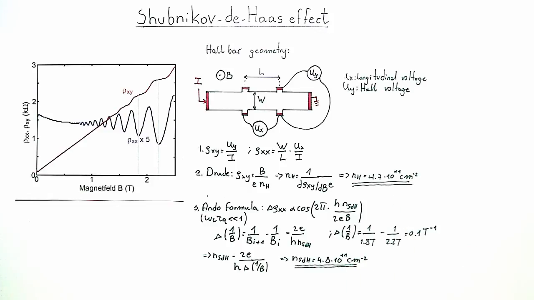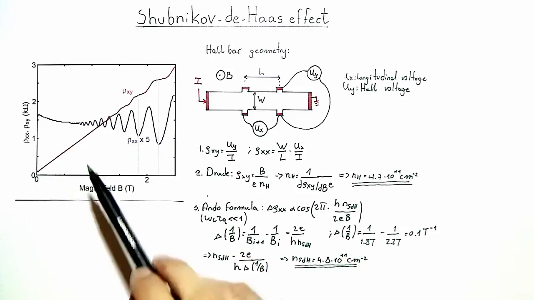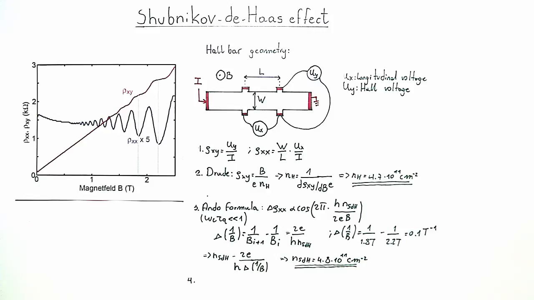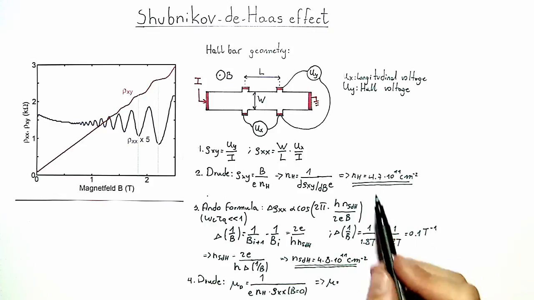Finally, we would like to estimate the mobility of the sample. For the estimation of the mobility, we again concentrate on the low magnetic field limit, so before the start of any oscillations. And we recall that in Drude theory, the Drude mobility is given by 1 over the elementary charge e times the electron density times the longitudinal resistivity rho xx at zero magnetic field. We already know the density because we can use either this one or this one. It doesn't matter, they're both pretty much the same. And then for rho xx at B equals 0, we just have to read off this value.